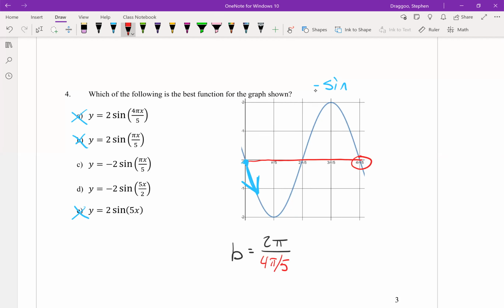So 2 pi divided by 4 pi over 5. Run those numbers real quick. 2 pi over 1 times 5 over 4 pi. And that simplifies to 5 over 2. So option D has the correct B value, the correct angular frequency.